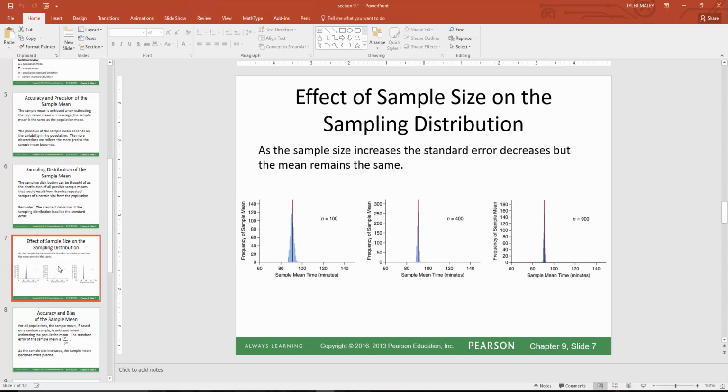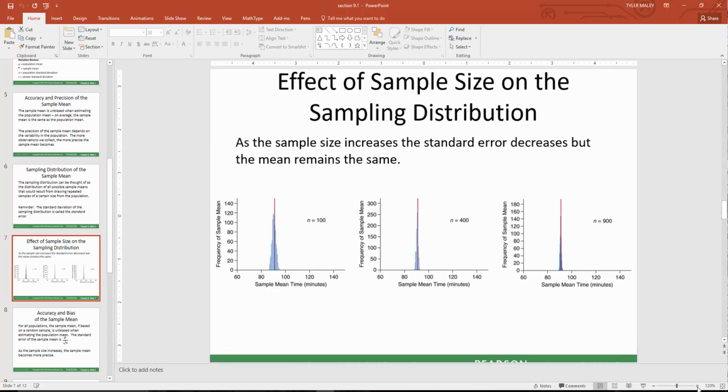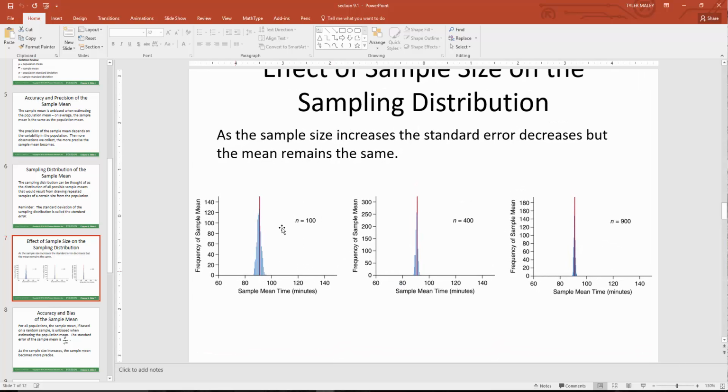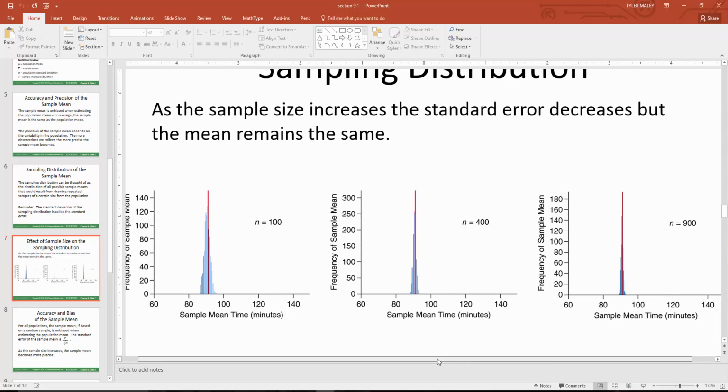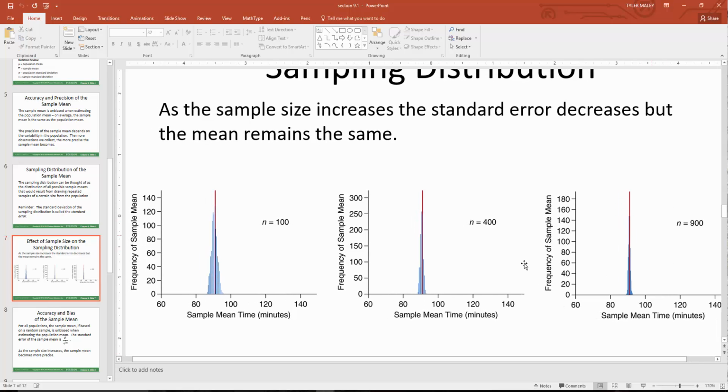On this next slide, it is important to note that as we increase the sample size, my standard error is going to decrease. If I look at these pictures, here's n equals 100, here's n equals 400, and n equals 900. That red line is the mean, so that remains the same in all cases.